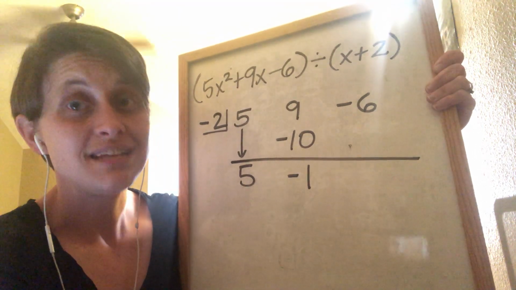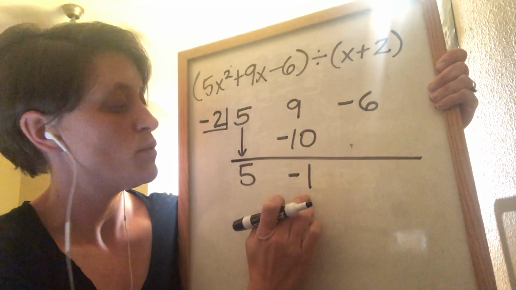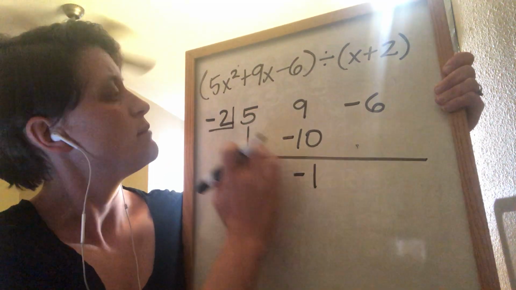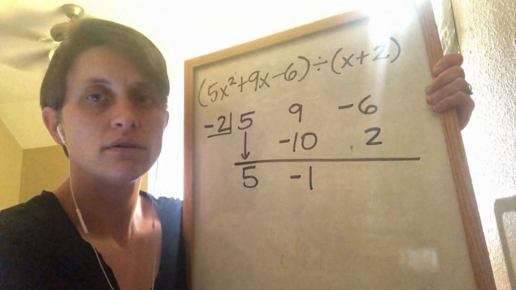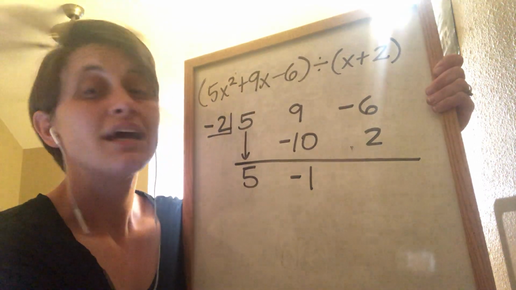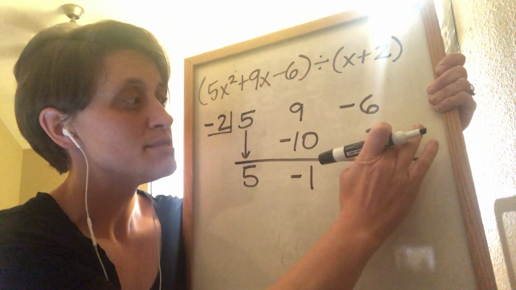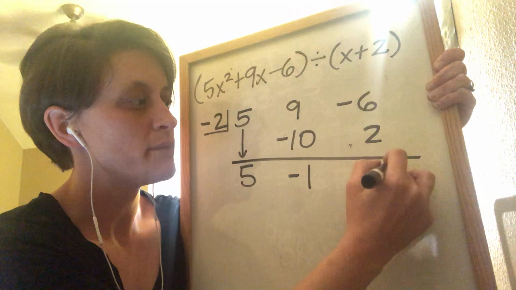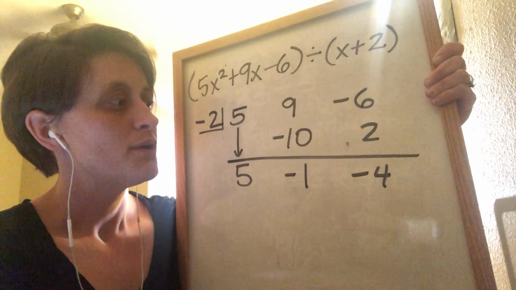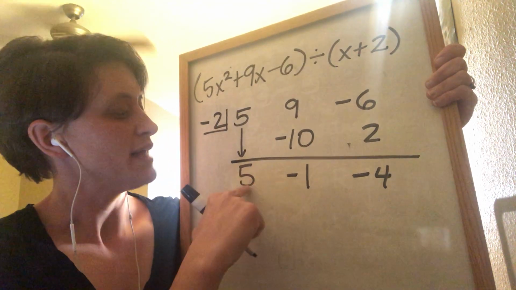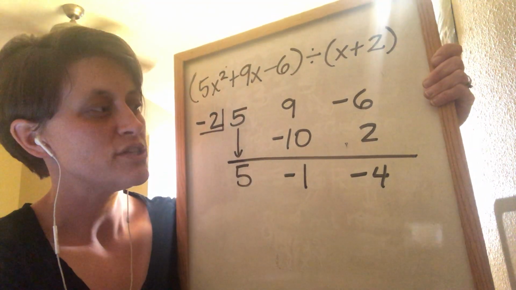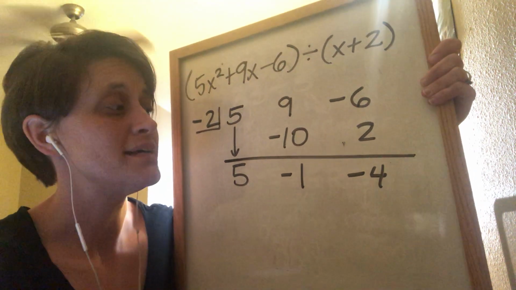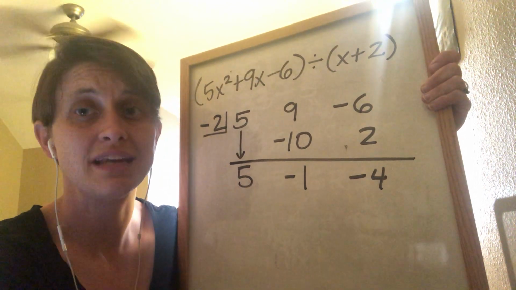Repeat what you just did, but now using the negative 1. So we're going to multiply by the number in the box. Negative 2 times negative 1 is 2. And we're going to add. Negative 6 plus 2 is negative 4. Okay, so that was not so bad. Right? Take the last number we wrote down, multiply it by the number in the box, add it to the next coefficient. Now what we need to talk about is what this represents in terms of an answer.